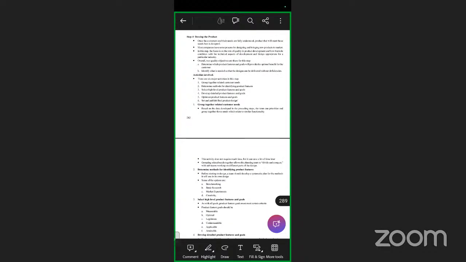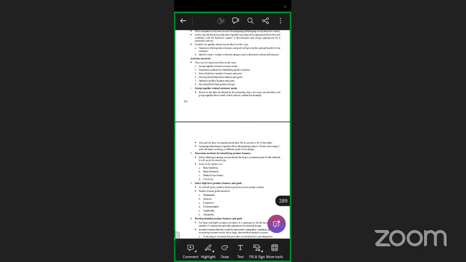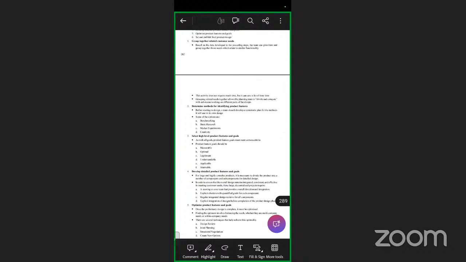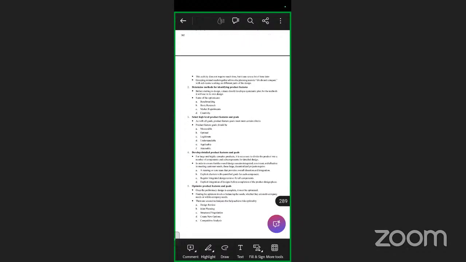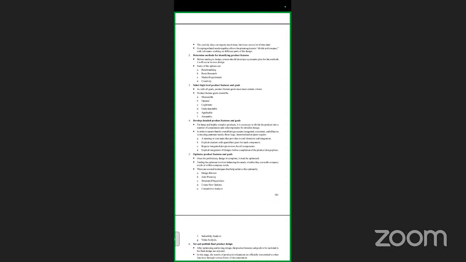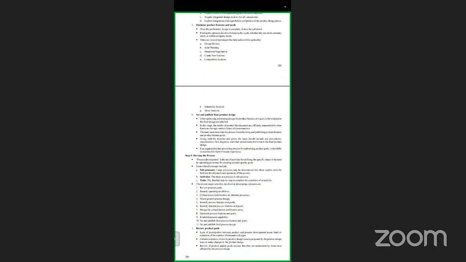Next, the activities involved in this, the six major activities grouped together related to customer needs: determine the methods for identifying the product feature, select the high level product features and goals, develop detailed product feature goals, optimize the product feature goals, and set and publish the final product design.